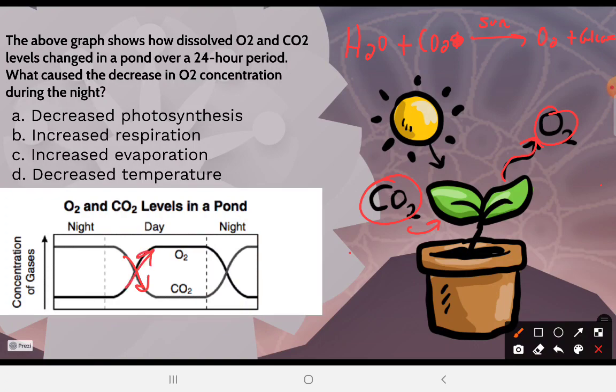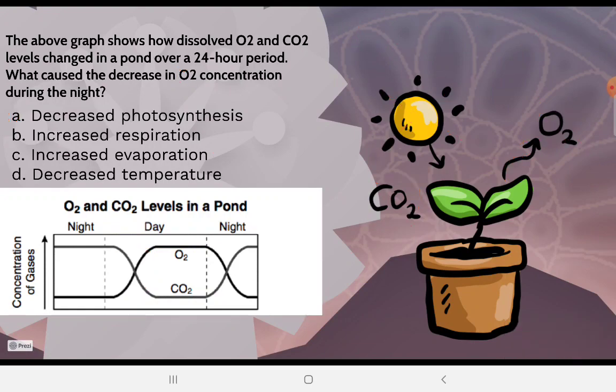So the answer is, why do we see decreased oxygen during the night? Well, that's because of decreased photosynthesis. During the night, there is no sun, so there is no oxygen production. Moving on.